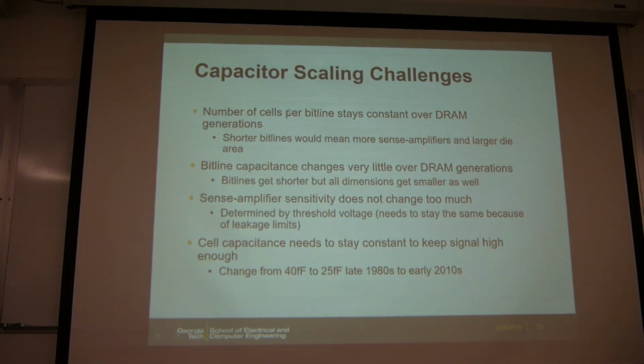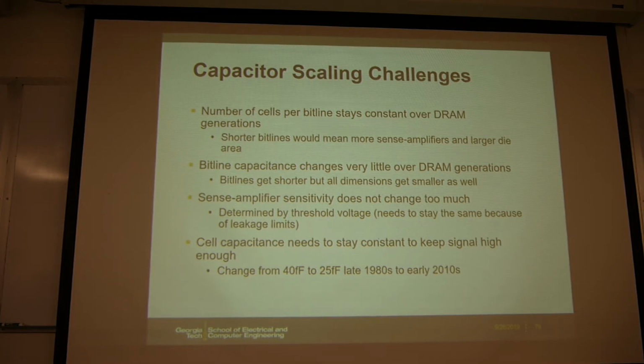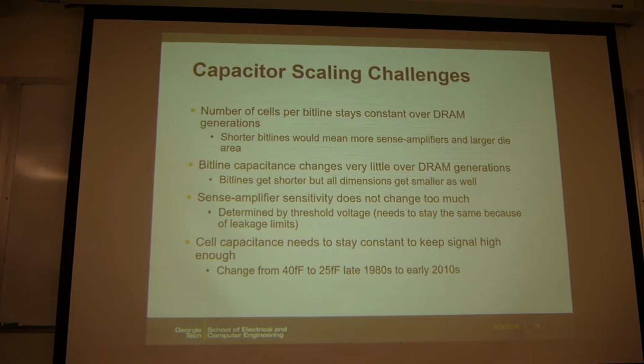So the challenge here is that we want to maintain the CS. The reason is that the CB does not scale with the scaling. For example, if you maintain the array size or the bank size, then the number of cells per bit line stays constant over DRAM generations. For example, you have 512 cells along the bit line. And if you want to keep that value, or sometimes even want a larger value, for example, 1024 cells along the bit line.